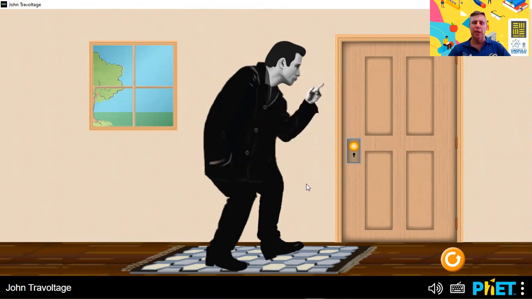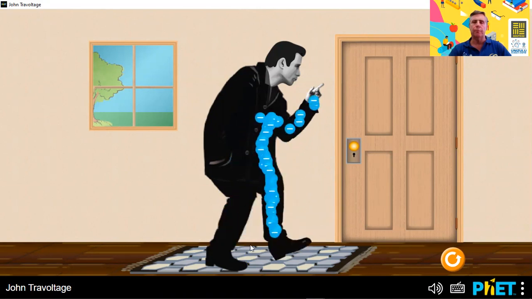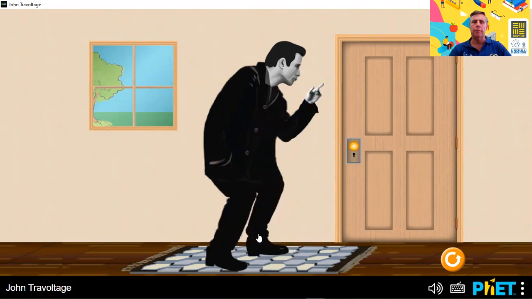So let's look at what happens again. As the foot rubs on the carpet, electrons are rubbed off the carpet and onto the foot, and they distribute themselves around the body of John Travoltage. If the charge buildup is too big, you'll find he doesn't even need to bring his finger close to the doorknob. Let's see what happens. And you can see what happens. So this is charging by friction, and this is static electricity because the current only flows when it goes from the finger to the doorknob.